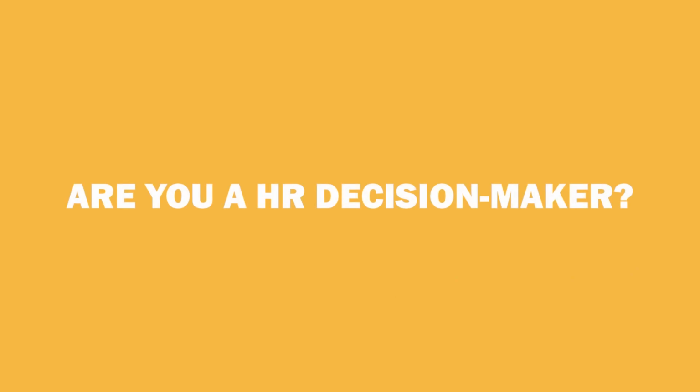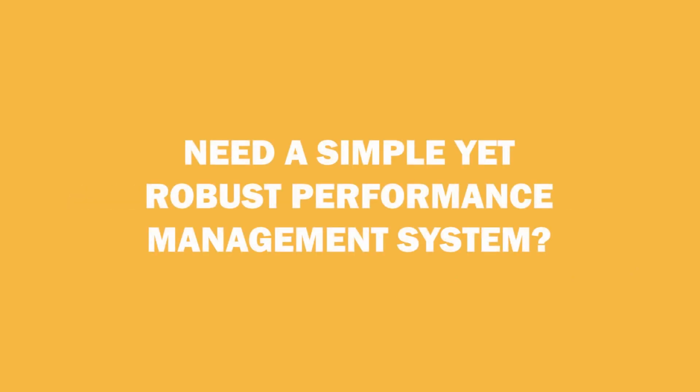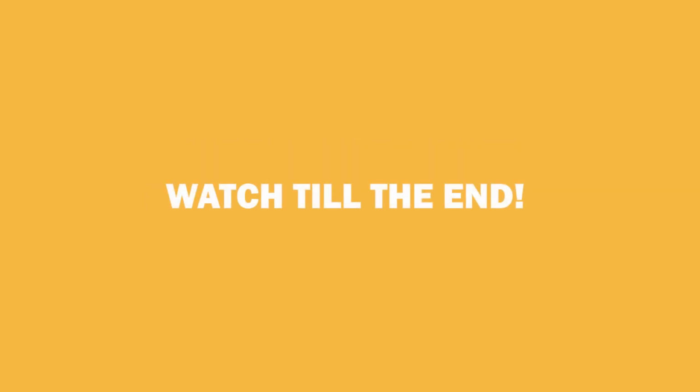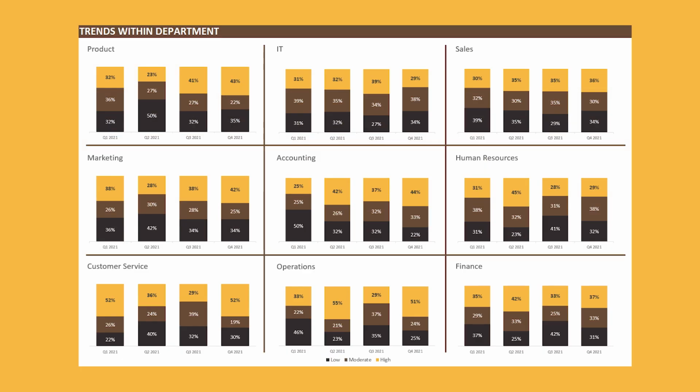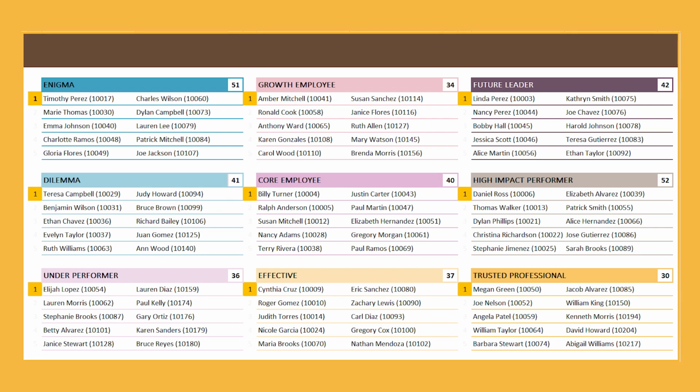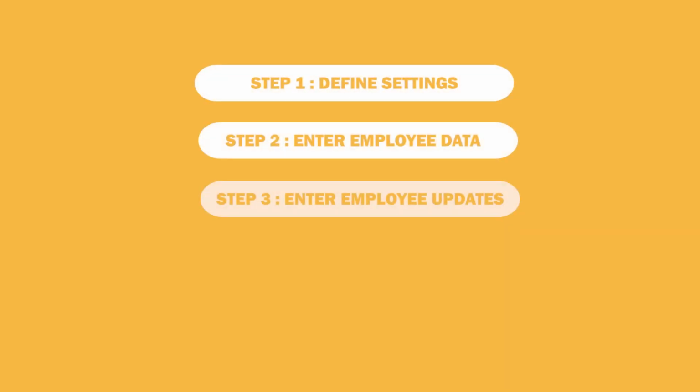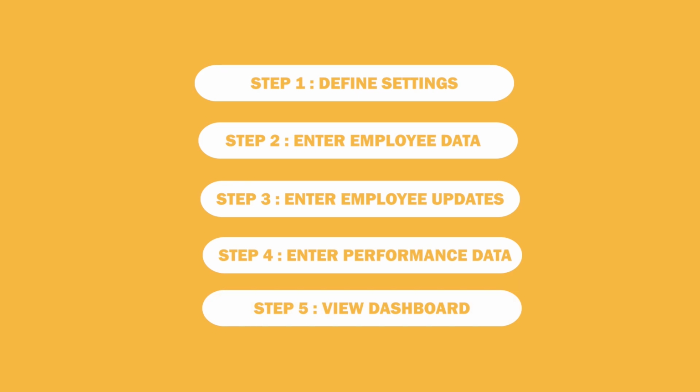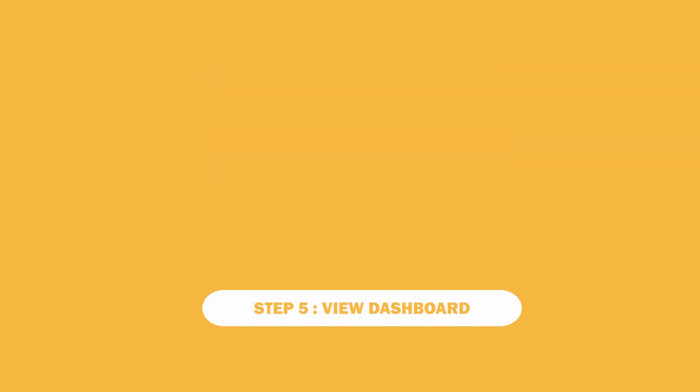If you are an HR decision maker looking to have a simple yet robust performance management for your organization, do watch till the end. We believe this template is for you. With key performance metrics and reports, identify and evaluate employee performance in a constructive and continuous manner. All that's needed to get this fully automated dashboard is 5 simple steps. Let's take a look at each of them now.